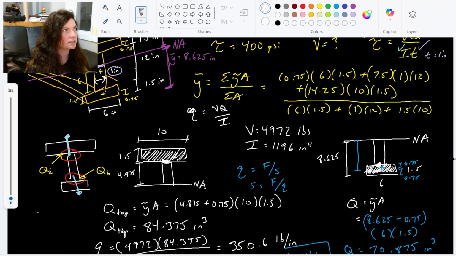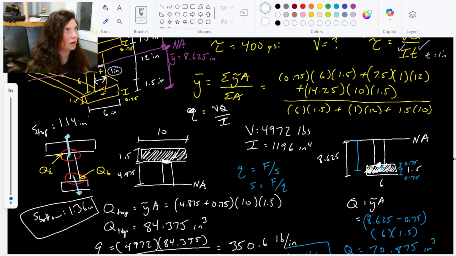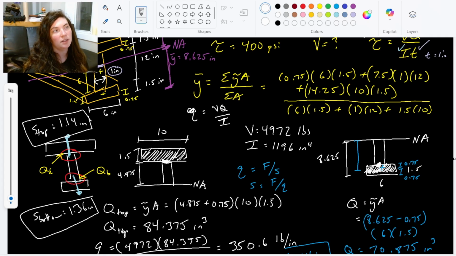These bottom nails, 1.36 inches, and the top would be 1.14 inches. Different spacing. We would have to have the correct orientation, make sure that we have everything in there, but now we know exactly how we would have to design this beam.